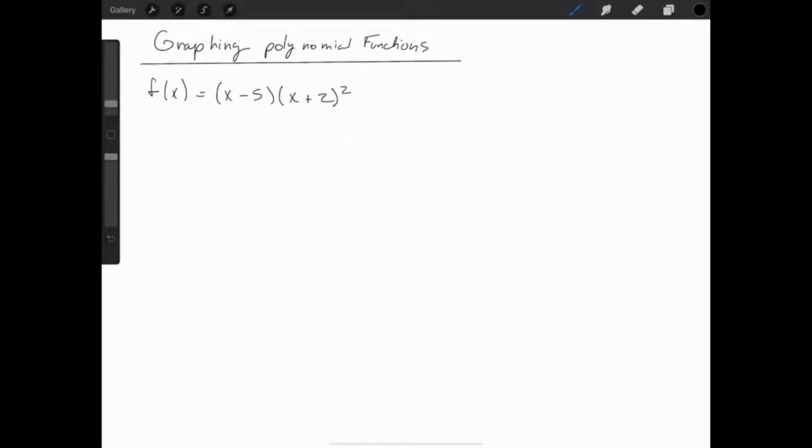So when you encounter a polynomial function that you need to graph, the first thing that you want to do is find the y and x intercepts and their multiplicities, but I'll be elaborating more on the concept of multiplicities after I find the y and x intercepts. For this example, I'll be using the function f of x equals x minus 5 times x plus 2 squared because it's easier to understand.